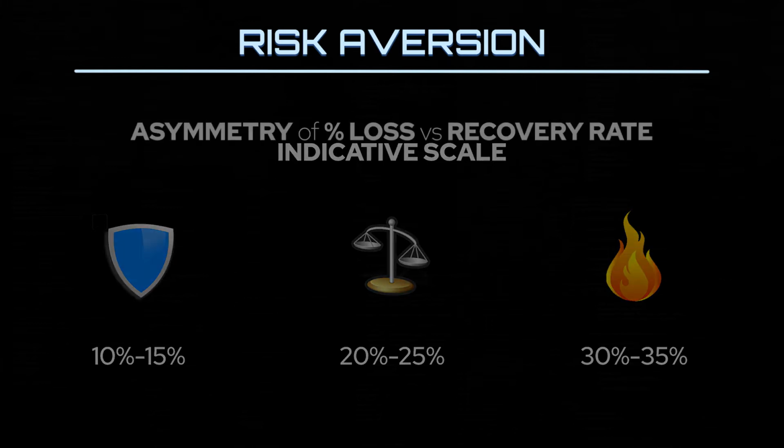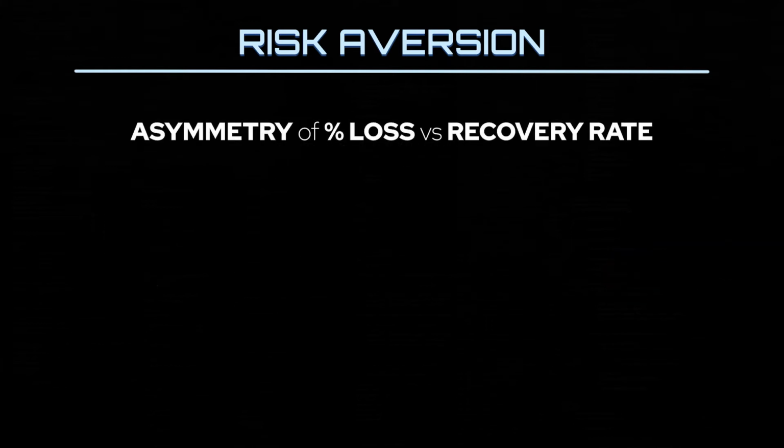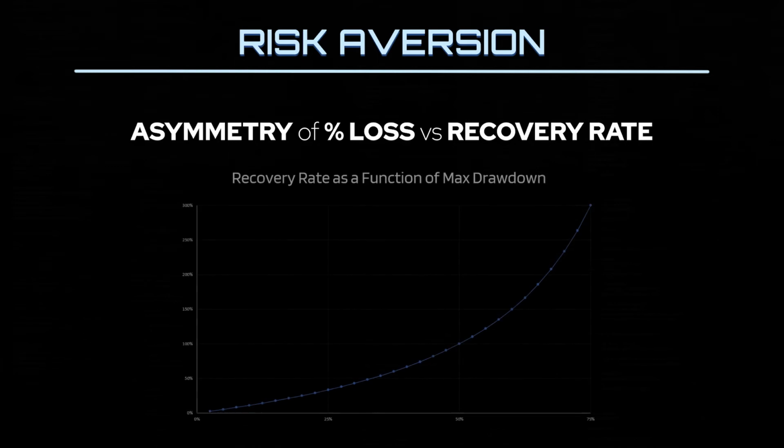That reason is described by the asymmetry of percentage loss versus recovery rate. As you can see on this graph, the percentage return required to recover from an X% loss is anything but linear. The more you lose, the greater the extra effort that needs to be made in order to get back to square one with your capital's previous high. I kept the scale of the max drawdown to 75% because it becomes stupidly steep after that, but you get the point. The recovery effort is exponential.